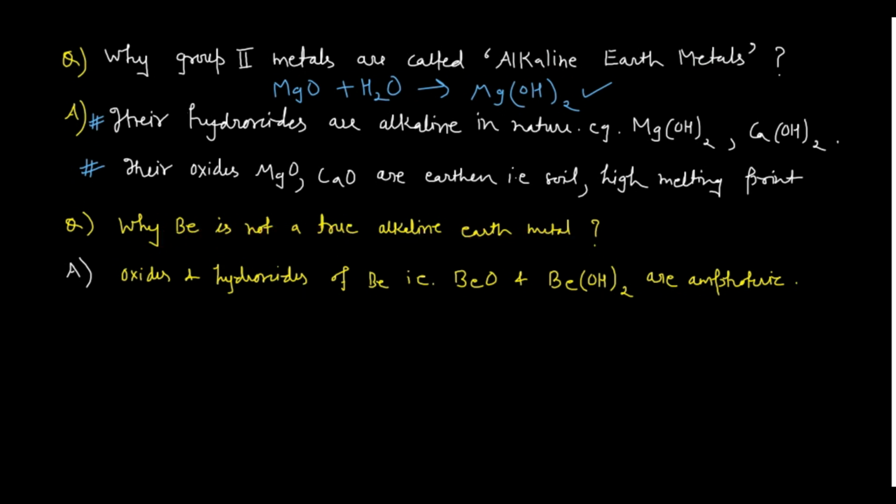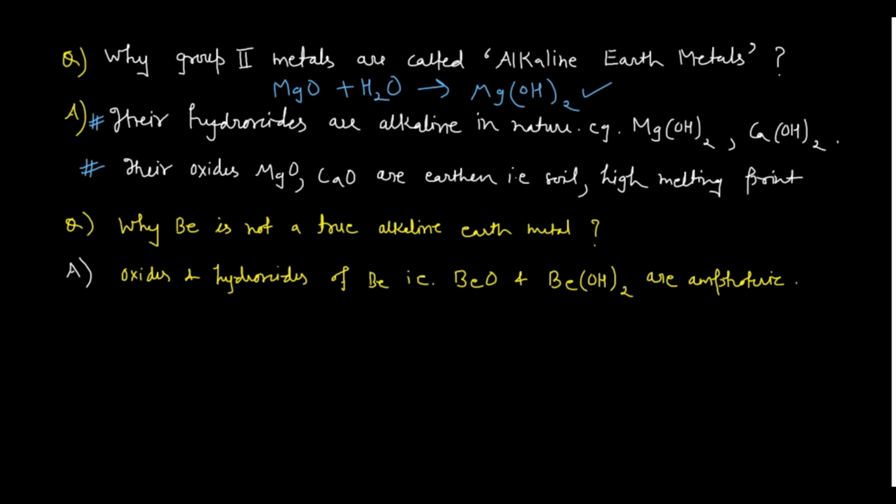Now it is quite easy. I have given you the two points in the above question, point 1 and point 2. The oxides and hydroxides of beryllium are not at all alkaline. They are amphoteric in nature. And since they are amphoteric, they are not alkaline, so we cannot include the compounds of beryllium in the alkaline earth metals.